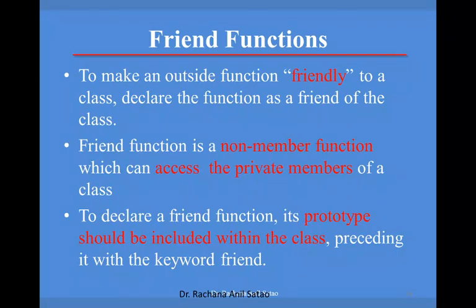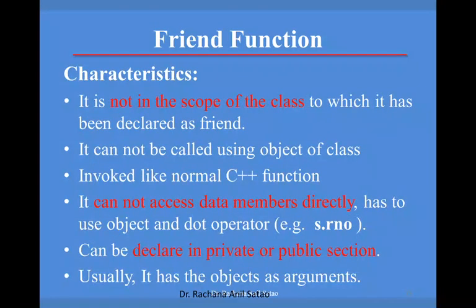To declare a friend function, its prototype should be included within the class, preceded with the keyword friend. So friend is a keyword in C++. So what are the characteristics of it? It is not in the scope of the class in which it has been declared as a friend. So definitely it is outside the class. It cannot be called using an object of the class. It is invoked like a normal C++ function.